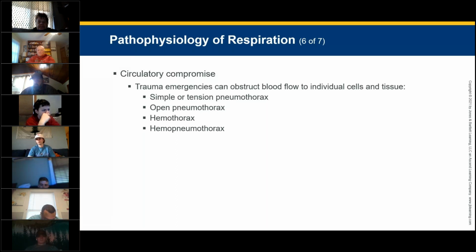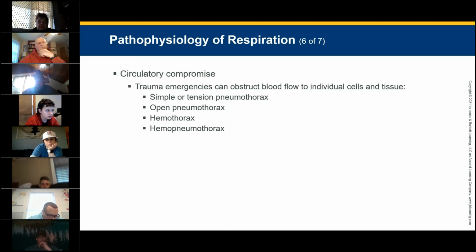Circulatory compromise. So this is obstruction of the blood flow to individual cells and tissues, which can be related to a trauma emergency. You could be related to a simple or a tension pneumothorax, an open pneumothorax, a hemothorax, or a hemopneumothorax. Can anybody tell me what a pneumothorax is? It's air trapped outside the lung in the chest cavity.